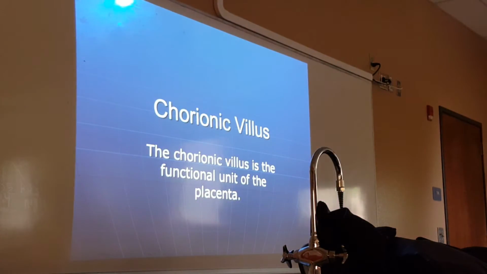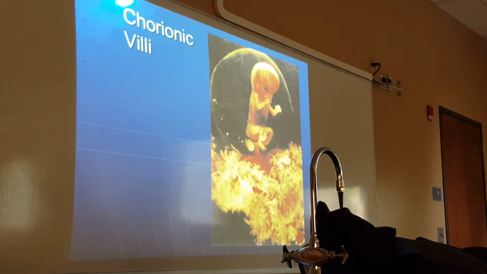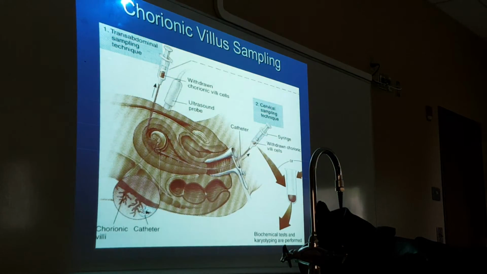Chorionic villus is the functional unit of the placenta. There you see a nice view of chorionic villus. This is about a 12-week embryo. Okay, and why would we be interested in doing chorionic villus sampling? Well, to count chromosomes, right? Okay, and we talked all about that, and we'll talk about it again.